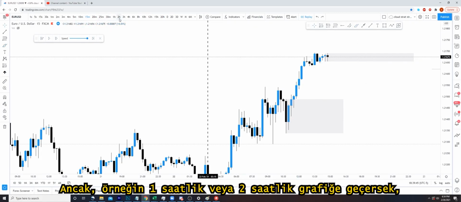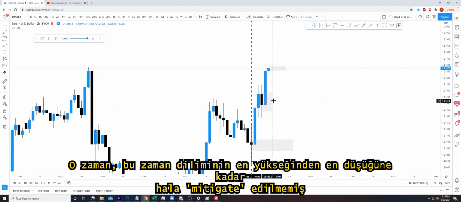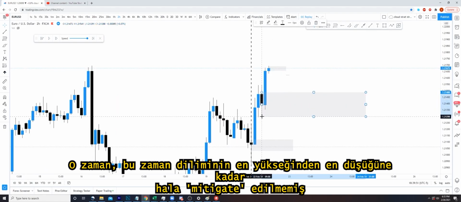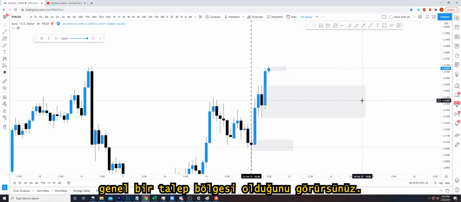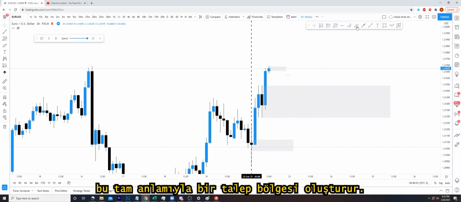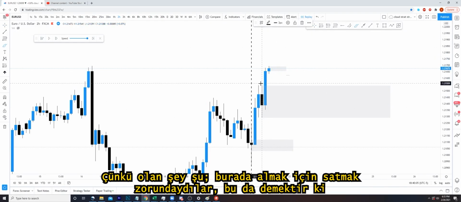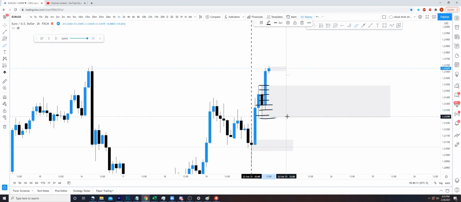However, if we jump, for instance, to the 1 hour or 2 hour, yep, there we go, to the 2 hour, you then see there is actually this overall demand zone, from the high to the low of this time frame, that has still not been mitigated. And even though it's just a down candle before an up move, this fully constitutes a demand zone, because what happened is they had to sell to buy here, which means there are orders resting in this area that need to be mitigated now, okay?